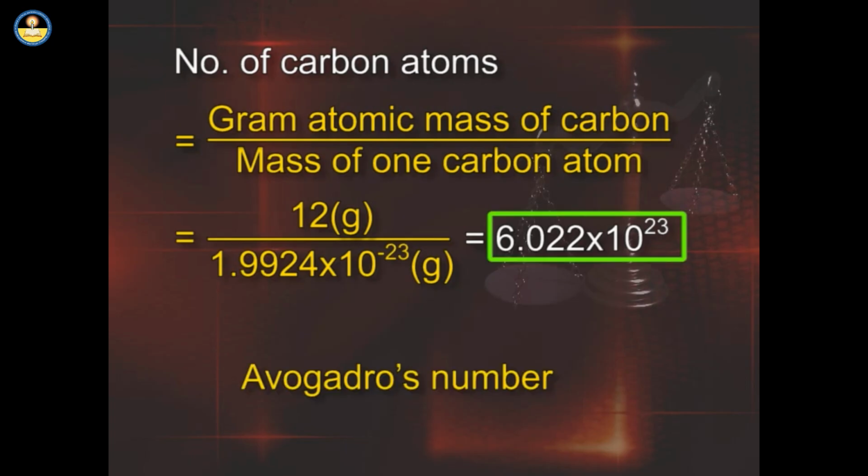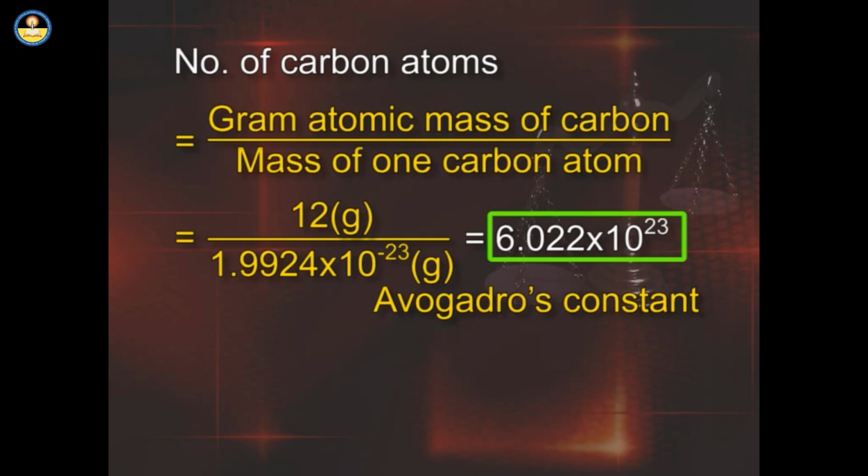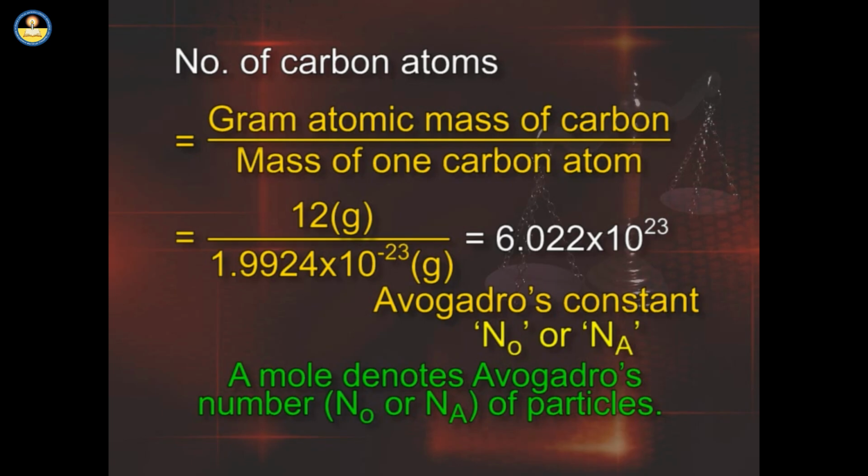This number is known as Avogadro's number or Avogadro's constant and is denoted either as N0 or NA. It may be noted that Avogadro's number of particles of any substance are expressed in the form of a term mole. In other words, a mole denotes Avogadro's number, that is, N0 or NA of particles.